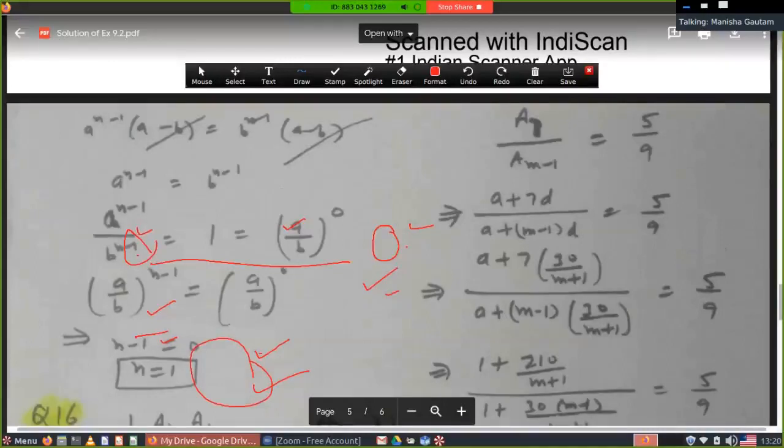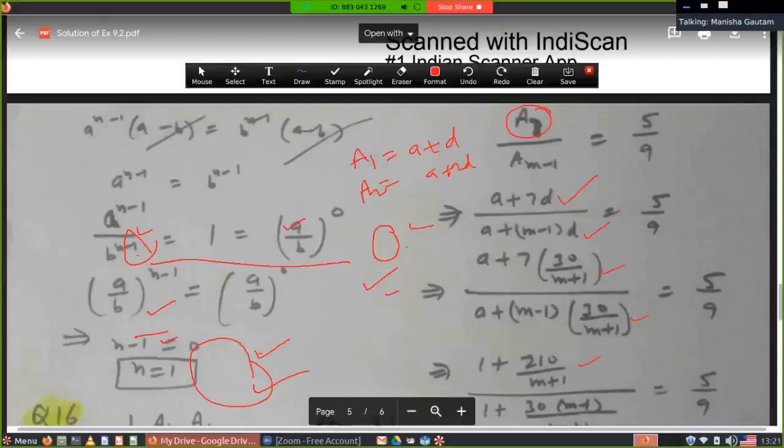7th and m minus 1th terms ratio is given as 5 upon 9. If you are talking about the mth term, I'm talking about the mth arithmetical mean which is inserted. The first arithmetical mean A1 will be equal to a plus d. A2 is equal to a plus 2d. Then for the arithmetical mean a7, it will be a plus 7d, and a plus m minus 1 into d is the m minus 1th term. Now put the value of d, that is 30 upon m plus 1, which we have calculated already.